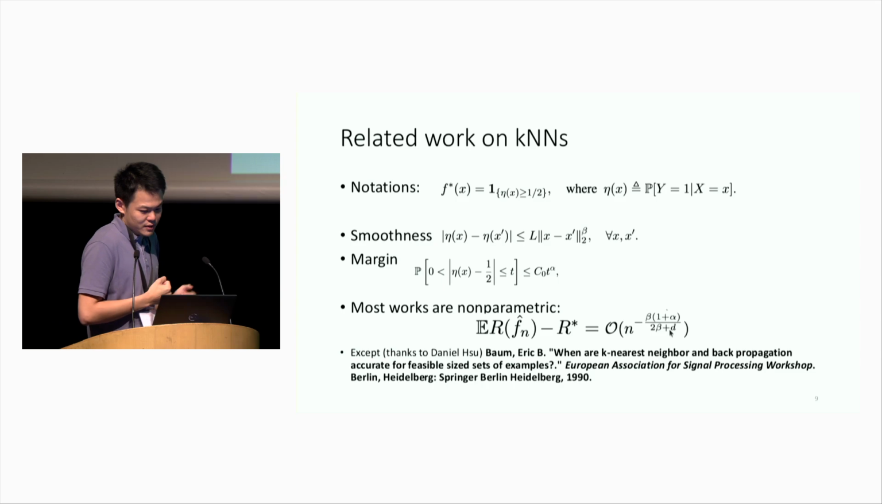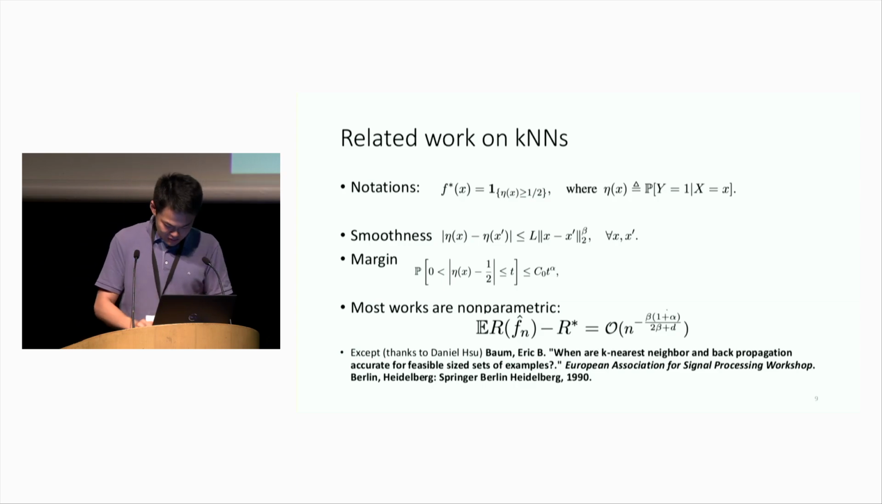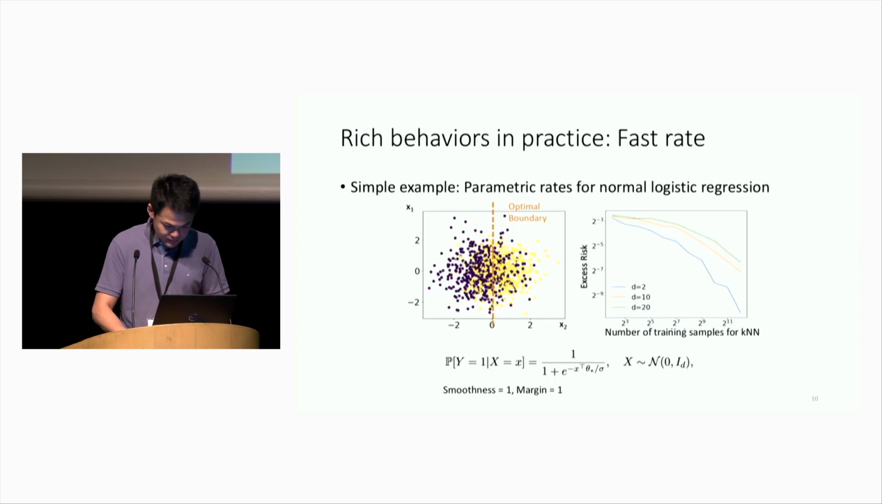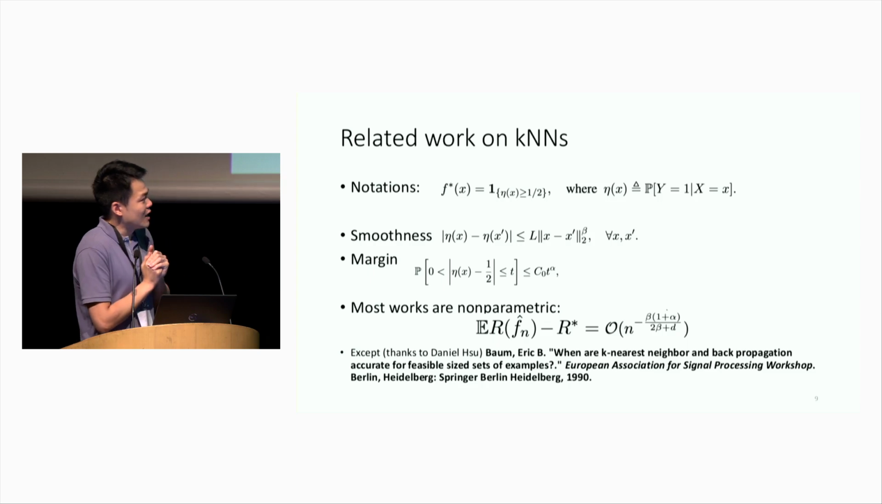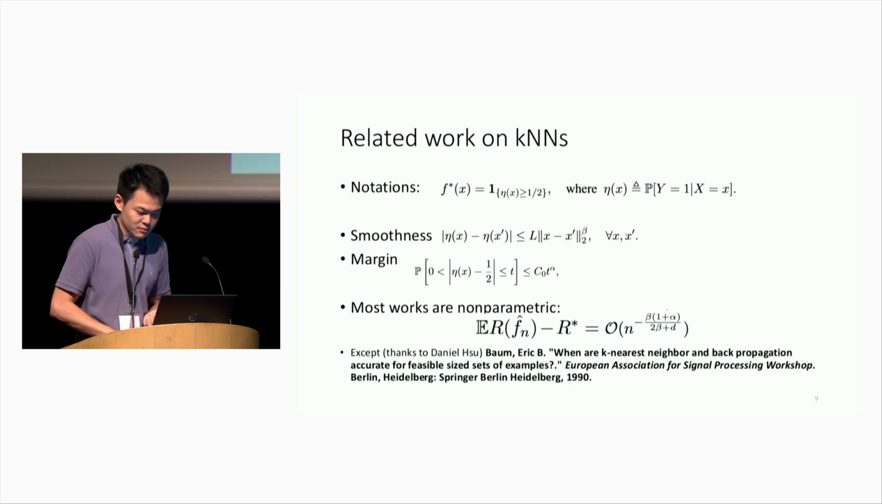Okay, so there is one exception, which we learned from Daniel. He mentioned that there was a paper in 1990 that also achieves parametric rate for nearest neighbor, which we didn't know before. But it's in a slightly different setup. I think the message is similar. Okay, so up to now, this is what we know for nearest neighbor before.